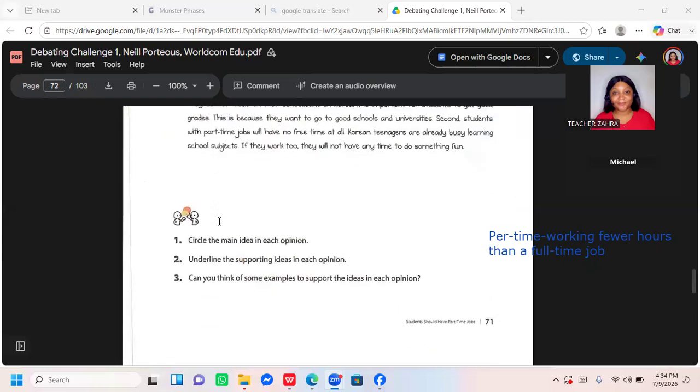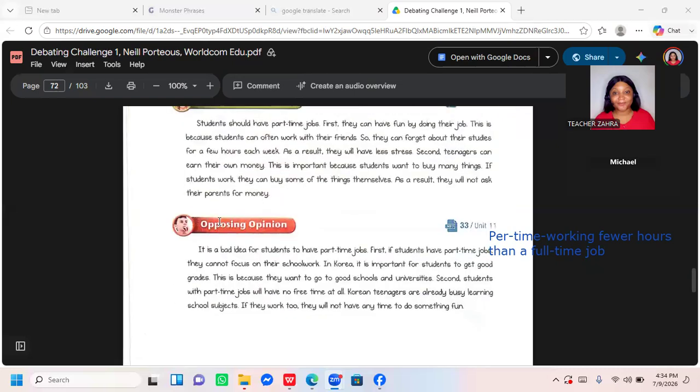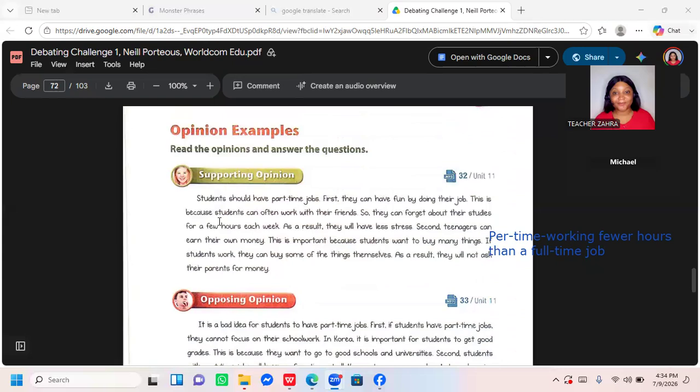So now let's underline the supporting ideas in each opinion. All right, what are the supporting ideas in the first opinion? They can have fun by doing their job. This is because students can often work with their friends, so they can forget about their studies for a few hours each week. As a result, they will have less stress.